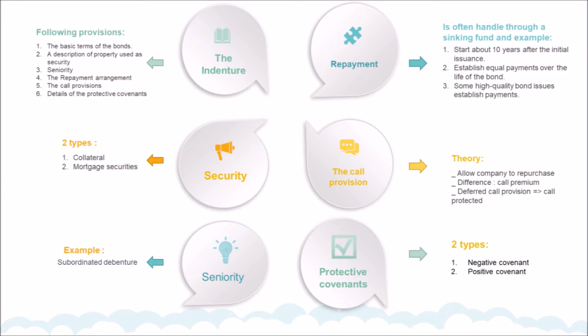First is the negative covenant. It limits or prohibits action that the company may take. And then the positive covenant specifies an action that the company must take or a condition that the company must abide by.